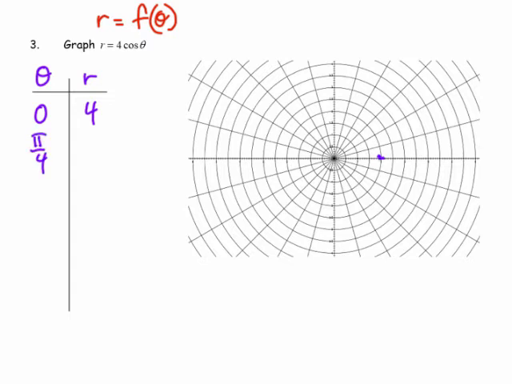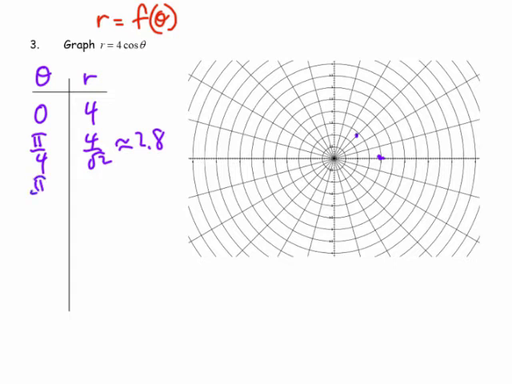So 45 degrees, cosine of 45 degrees would be 1 over root 2 times 4 would be 4 over root 2, which as a decimal is about 2.8. So a radius of 2.8 units out at an angle of pi over 4 would put me roughly there.